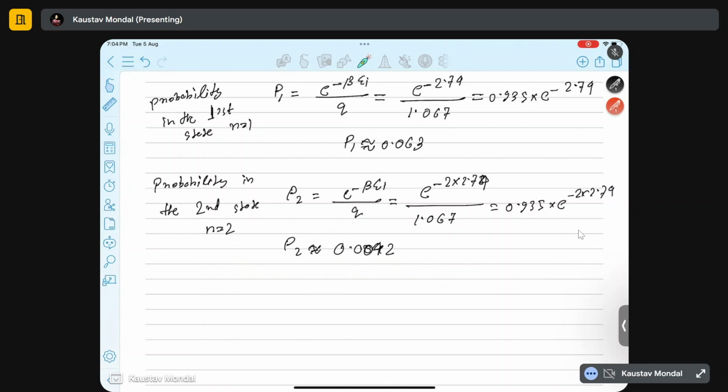So the problems on this particular topic are complete. Now we'll move to the next type of problems. Before that, we will have to revisit some of the concepts. Okay, just a second.